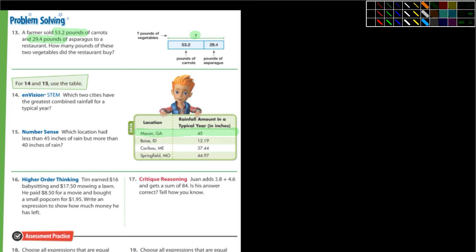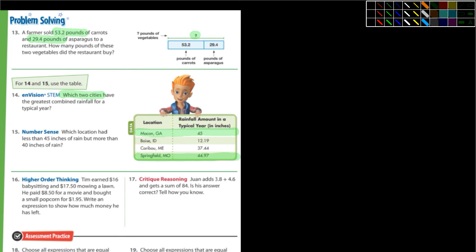Let me see here. Miss Jennings, which city has the second largest amount of rainfall? The last one, Springfield, yes. That's got the second most amount, it's 44.97. And so the question is, which two cities, we figured that out, which two cities have the greatest combined rainfall for the typical year? You got to add those up.